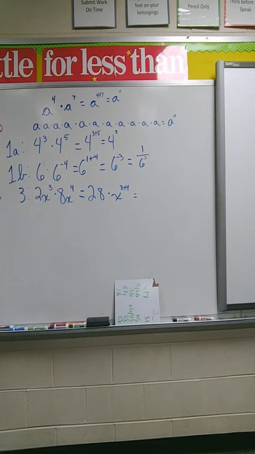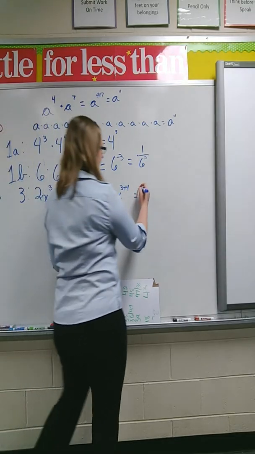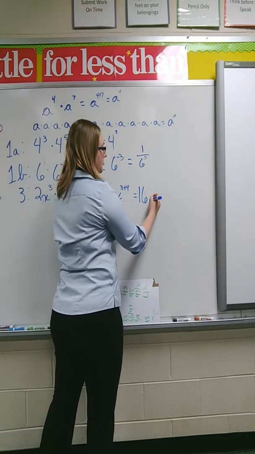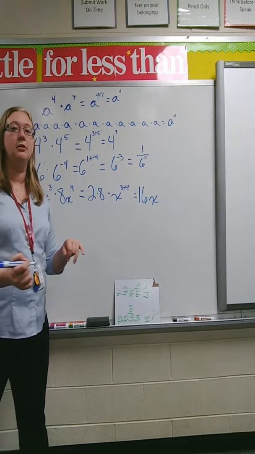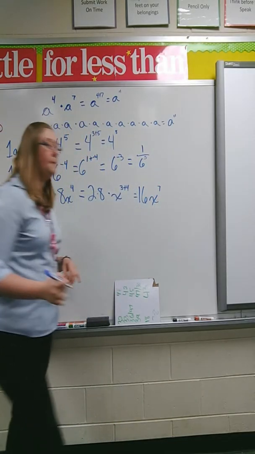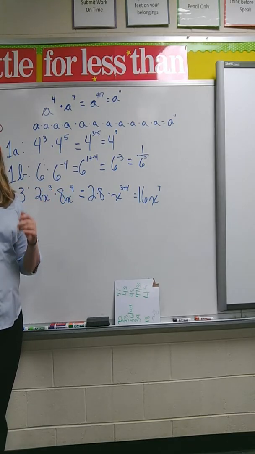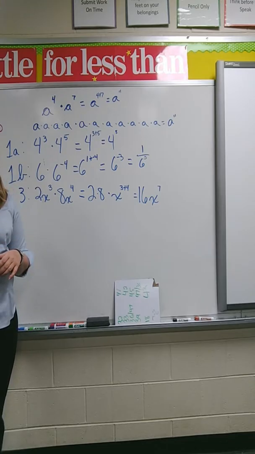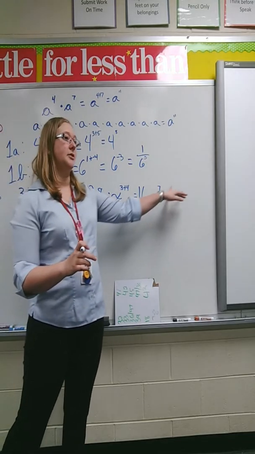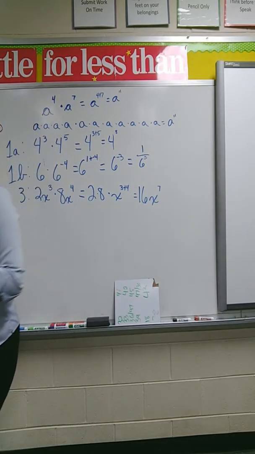What is 2 times 8? 16. We keep our x, which is our base. What's 3 plus 4? 7. So if we have 2x to the 3rd times 8x to the 4th, we can simplify that to be 16x to the 7th. What questions do we have?